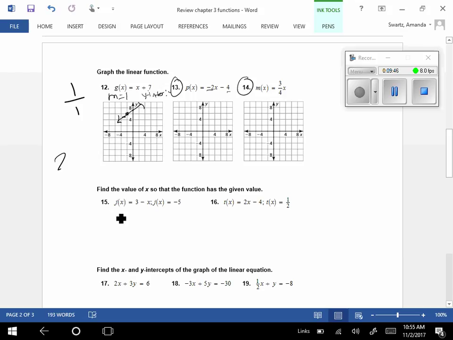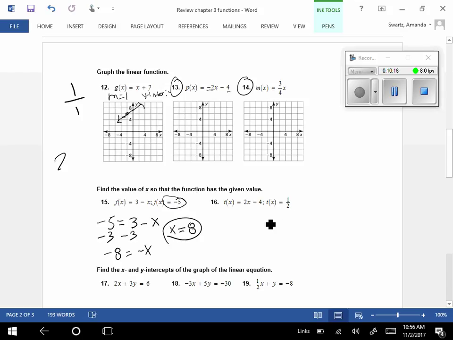Okay, so if we look at 15, it says find the value of x so that the function has the given value. So I'm going to plug in -5 for f of x. So now I'm going to solve for x. So I'm going to subtract 3, get negative 8 equals negative x. So if I want x by itself, divide by negative 1 or multiply by negative 1, but x would equal 8.